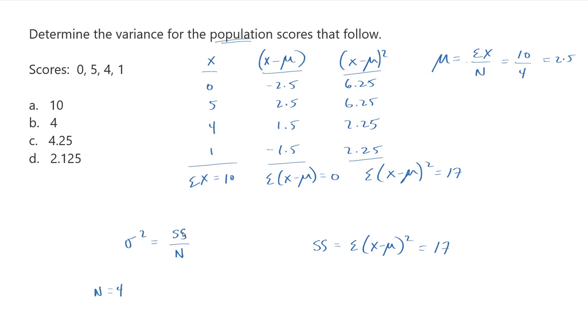and we needed to put that into our variance formula. So it's going to be 17 over 4, and that gives me how much? 17 divided by 4 is 4.25. So my answer is C.